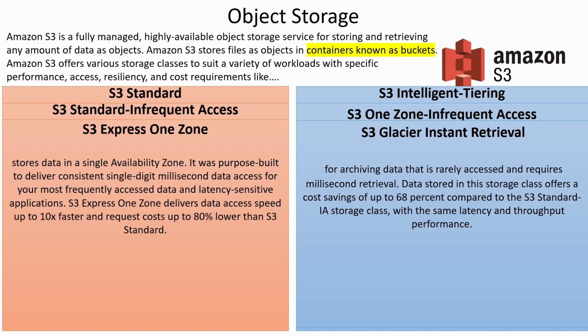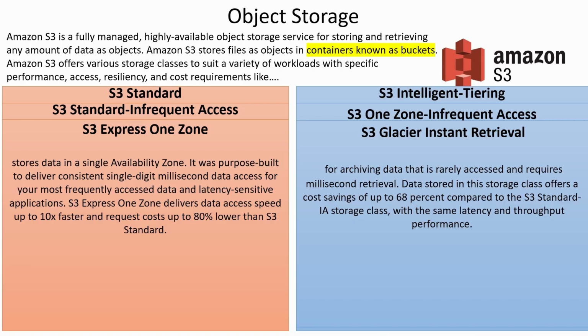Next one is S3 Glacier Instant Retrieval. Use this for archiving data that is rarely accessed and requires millisecond retrieval. Data stored in this storage class offers a cost saving of up to 68% compared to the S3 Standard-IA storage class, with the same latency and throughput performance.